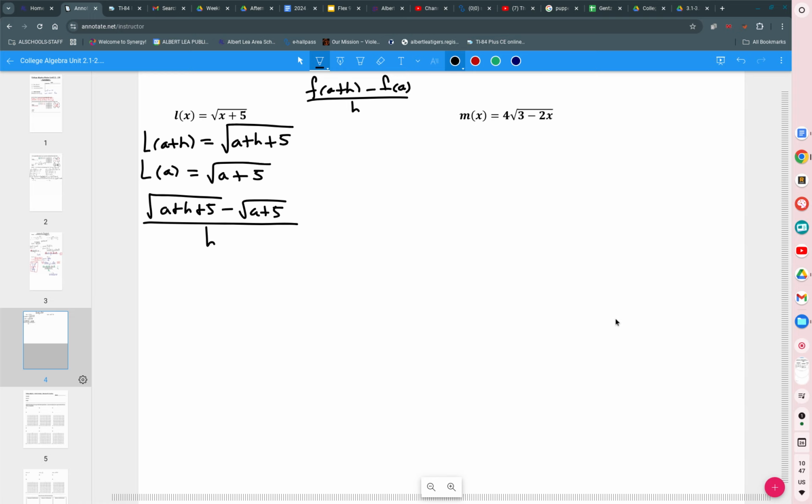Over h. And now here we are. I have to make sure that I get rid of these square root signs so I can access the h. Remember, everything that doesn't have an h we would like to cancel. But I can't just lift them off to get a minus a and 5 minus 5. That isn't going to work.